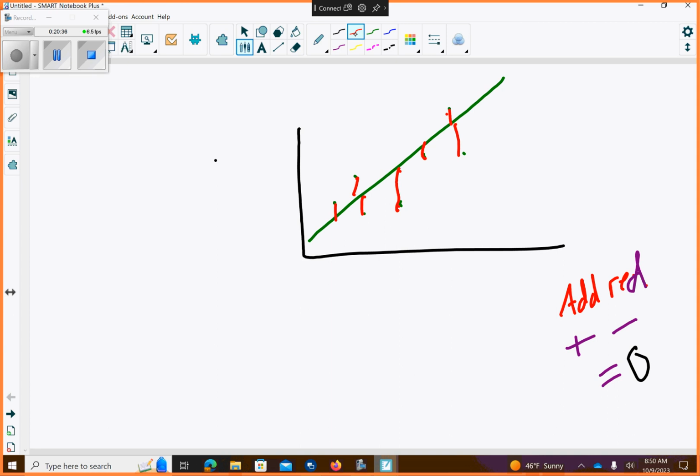Okay, 0. But you know how you guys have asked me the r squared value? This is what the r squared value is. They actually are making a square of each of these red lines. And the r squared value is all the squares added up.